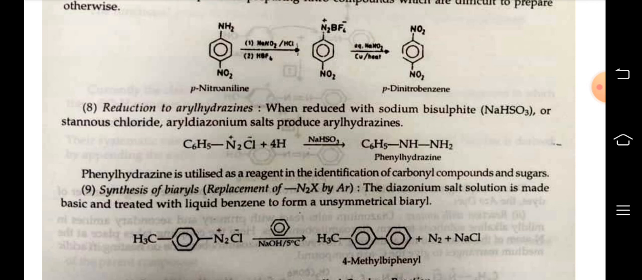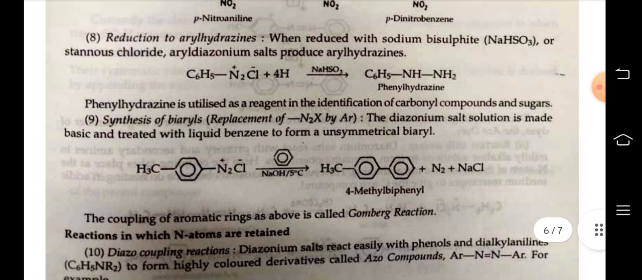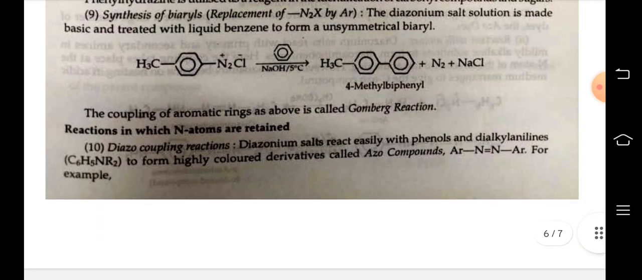Ninth is synthesis of biaryls, replacement of N2X by aryl. The diazonium salt solution is made basic and treated with liquid benzene to form an unsymmetrical biaryl. At 5 degrees Celsius, with benzene and the diazonium chloride, then in the presence of benzene and NaOH, gives 4-methylbiphenyl plus N2 gas evolved plus NaCl. The coupling of aromatic rings as above is called the Gomberg reaction.